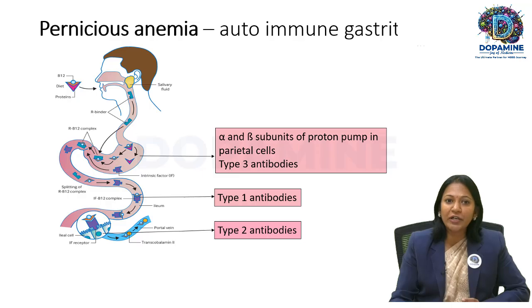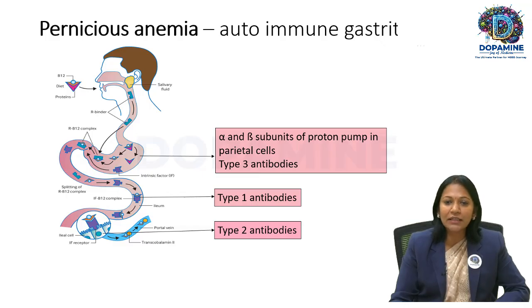A little bit about pernicious anemia, which is an autoimmune disorder, autoimmune gastritis. There are three types of antibodies. Type 1 antibodies are targeted against the intrinsic factor vitamin B12 complex, which will destroy this complex, so the person will have B12 deficiency. Type 2 antibodies are targeted against the intrinsic factor receptor. Now you know the name of this receptor, it is cubilin. If there is an antibody against this receptor, B12 absorption will not happen.